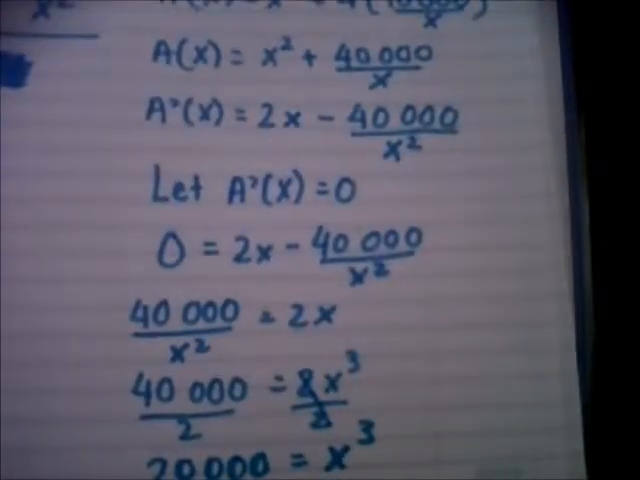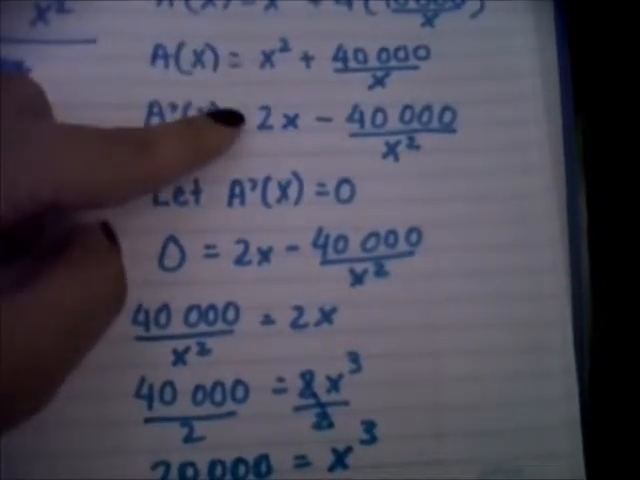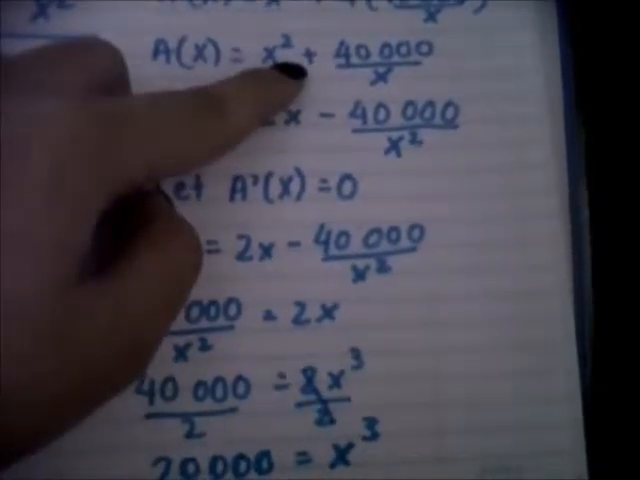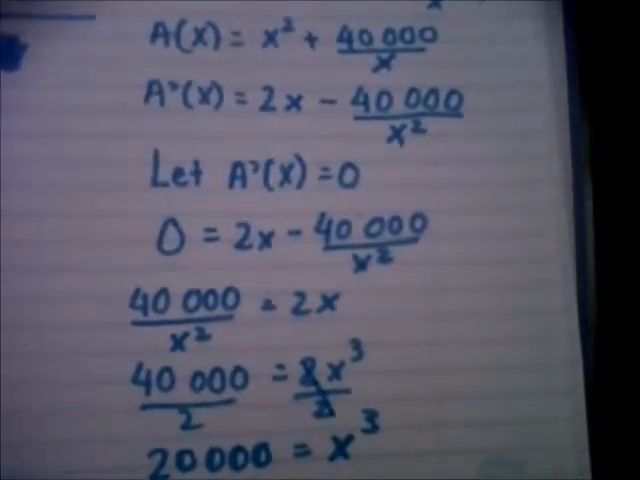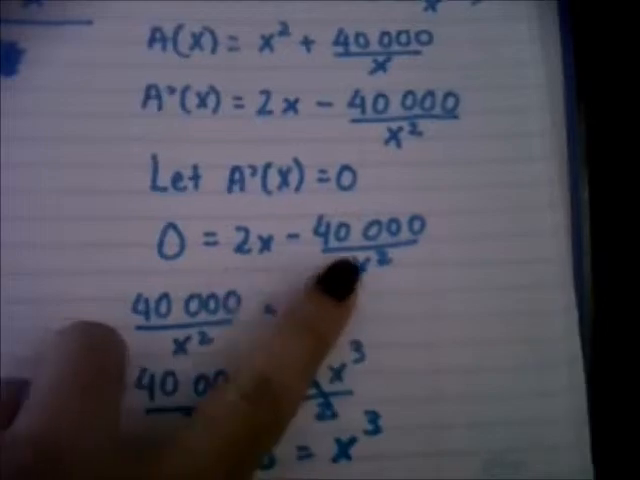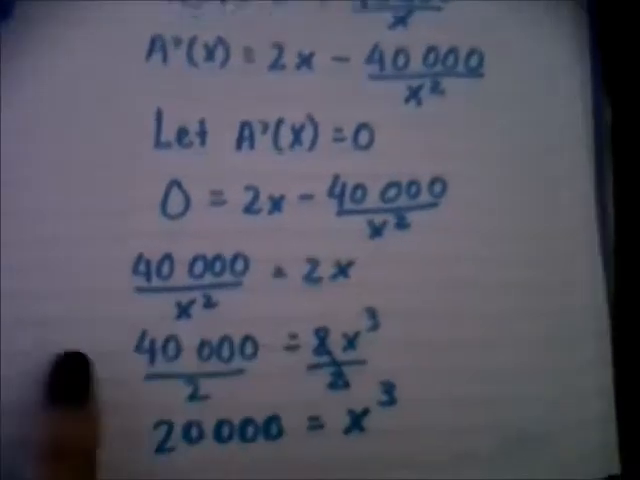Next, we will find the derivative of the area. x squared derived equals 2x. 40,000 over x derived equals negative 40,000 over x squared. We will set the derivative equal to 0. 0 equals 2x minus 40,000 over x squared.